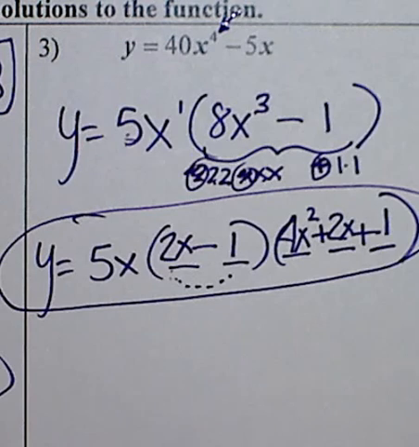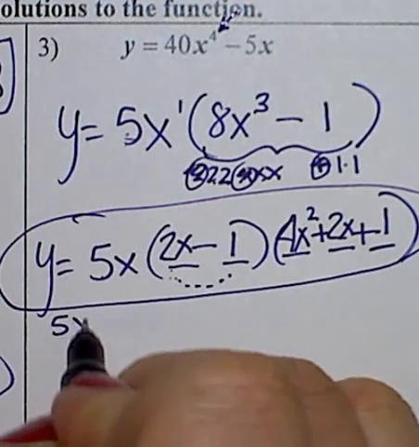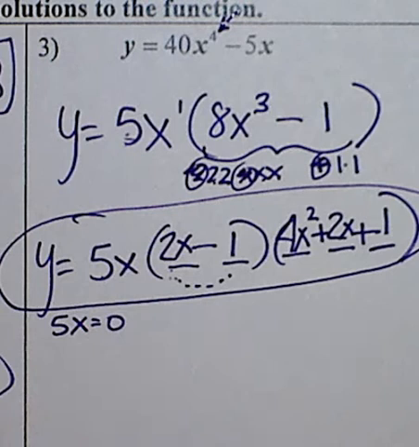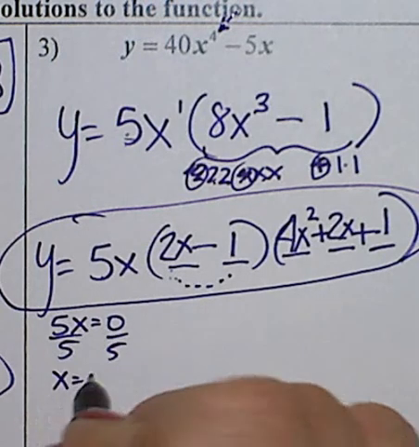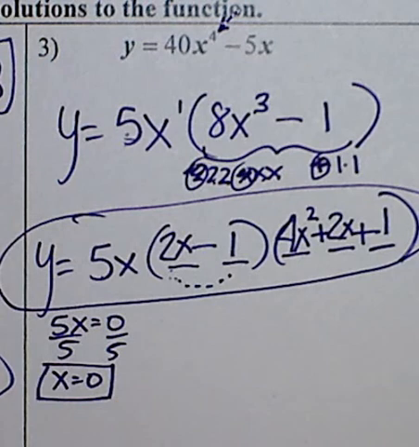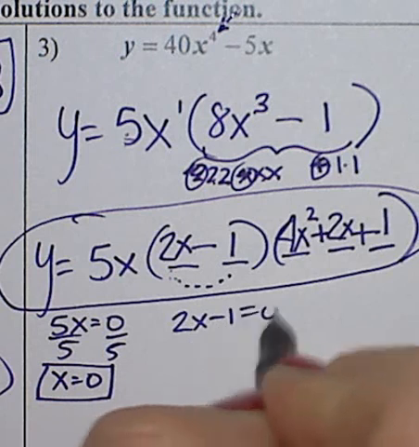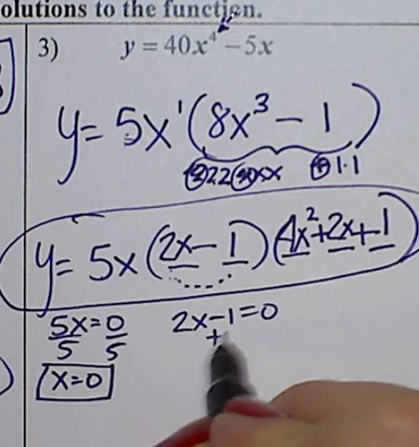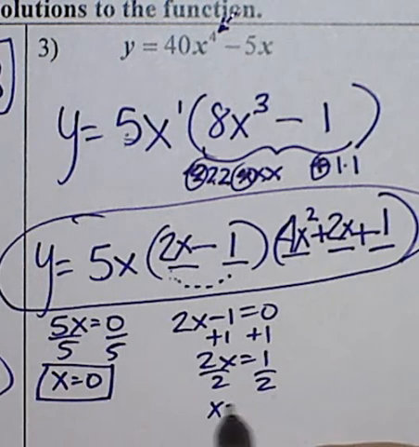We should have 4. So the first 2 are really easy to get. Some of you can even do it in your head. So I'm going to set this first portion, and I'm going to write really small, equal to 0. Divide by 5. 0 divided by any number is 0. There's 1 answer. Then I'll come to the second factor. I set it equal to 0. Add 1 to both sides, divide by 2, and x equals 1/2.